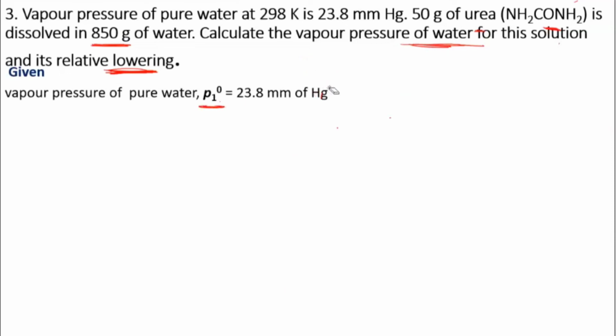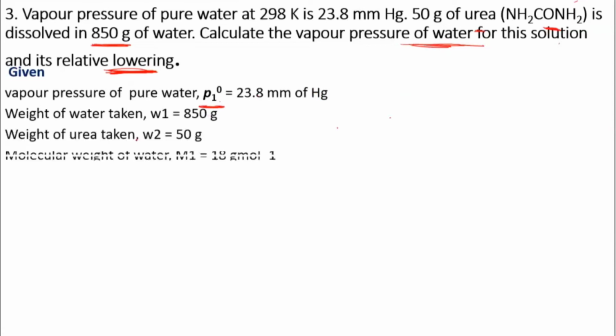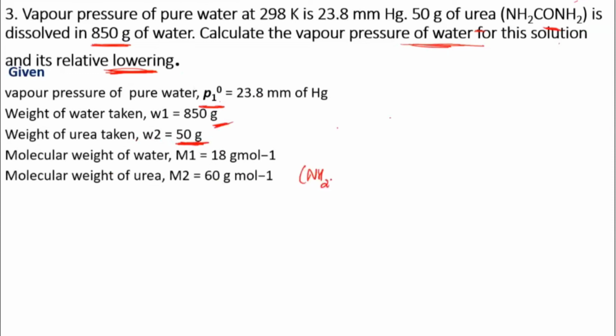So now you can see. Next, weight of the water, W1. And then weight of the urea is W2. It's always less, no? You can see solute is always less compared to the solvent. Then molecular weight of water, you can calculate by yourself. So it's 18 gram per mole. Then molecular weight of urea, M2, 60 gram per mole. Okay, that you can calculate like before what we did. Using this molecular formula, you can calculate the molar mass. And here you have water H2O. You can calculate it is 18 gram per mole.